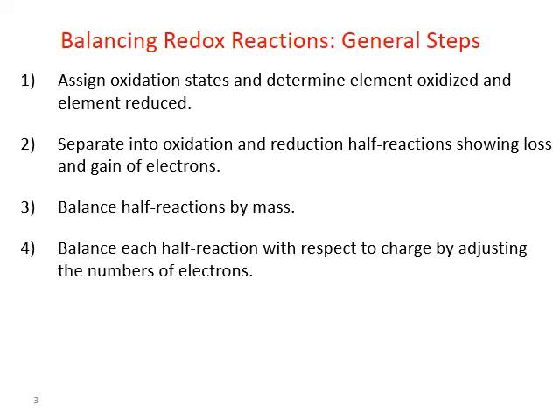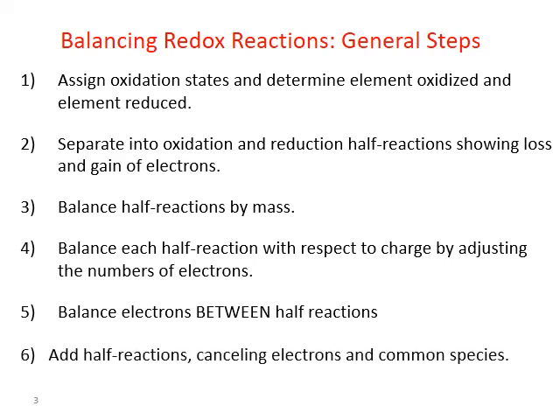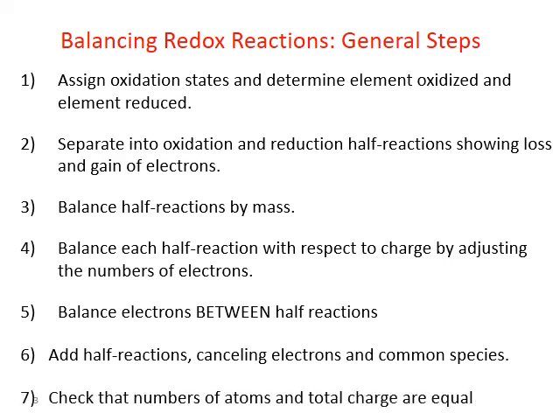Once each individual half reaction is balanced with respect to mass and charge, we then make sure they balance each other by adjusting the coefficients so we have the same number of electrons transferred in each half reaction. Finally, we can add the two half reactions back together, making sure to cancel out the electrons and any other compounds or elements found in the same form on both sides of the arrow. And of course, the last step, we should always double check that the number of atoms and the total charges are equal to each other on each side of our final net equation.